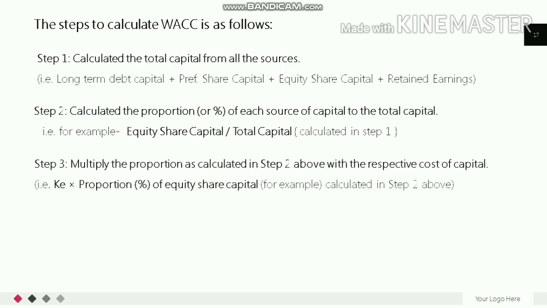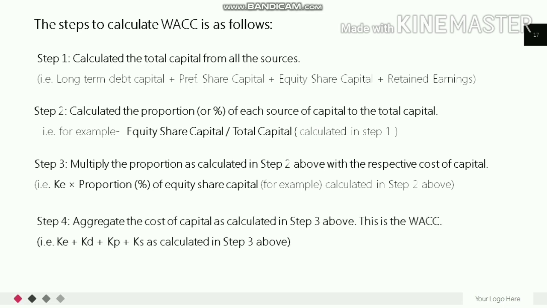Step 3, multiply the proportion as calculated in step 2 with the respective cost of capital. As we have learnt earlier how to calculate the individual cost of capital from different sources, now we have to multiply those calculated values with the weights which we have calculated in step 2. And step 4, we have to aggregate, we have to add back all those costs which we got after multiplying with the weights, and that will be called the weighted average cost of capital.